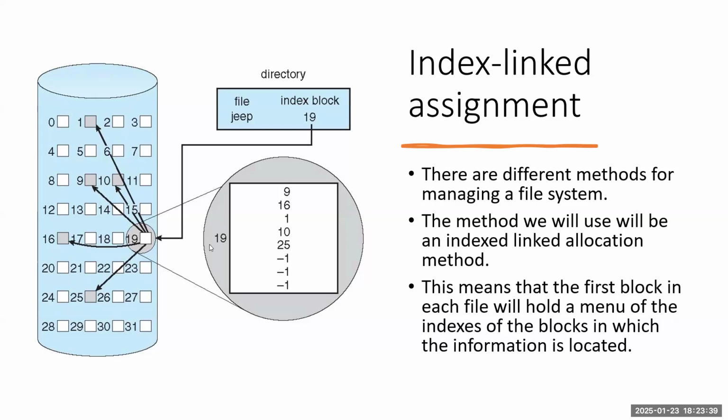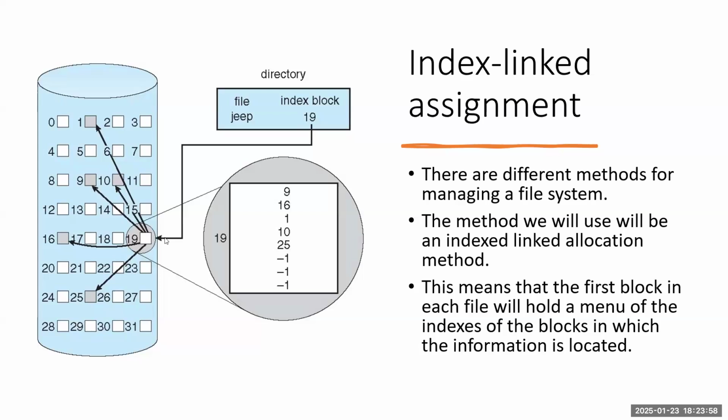I don't know if we got there yet, but there are many different methods for managing a file system. The method we will use will be an index linked location. This method means that the first block in each file will have a menu, or in other words, a map really, of the indexes of the blocks in which information is located.